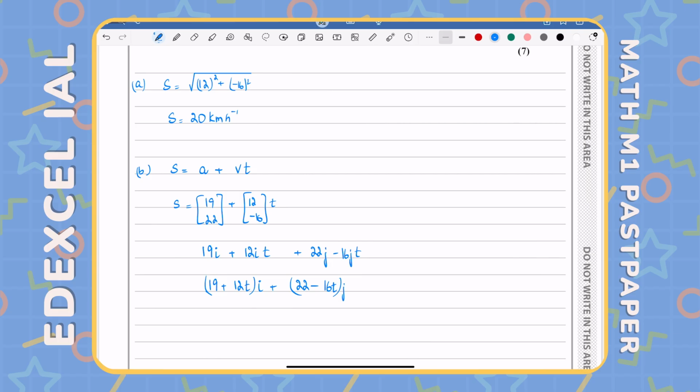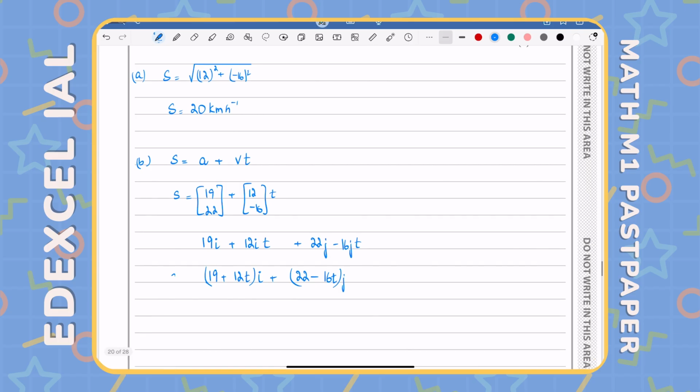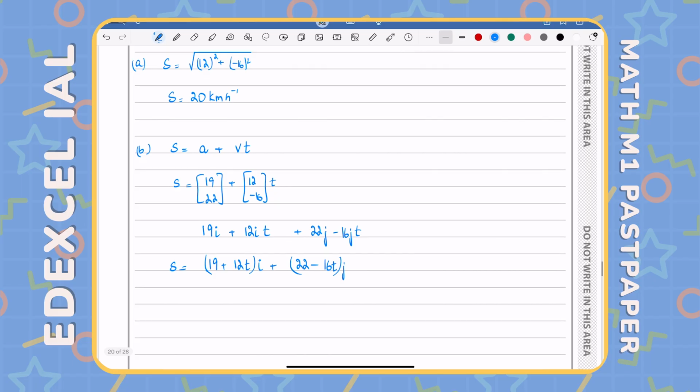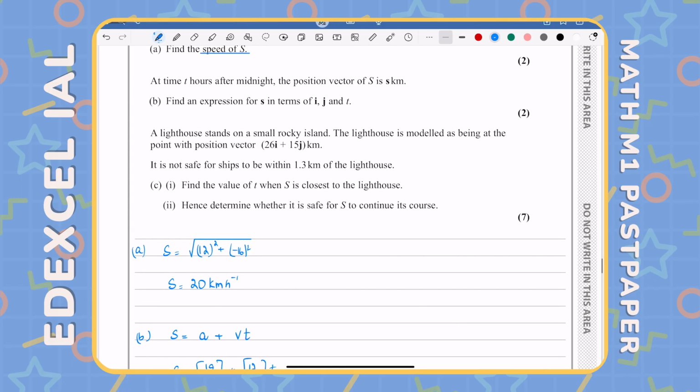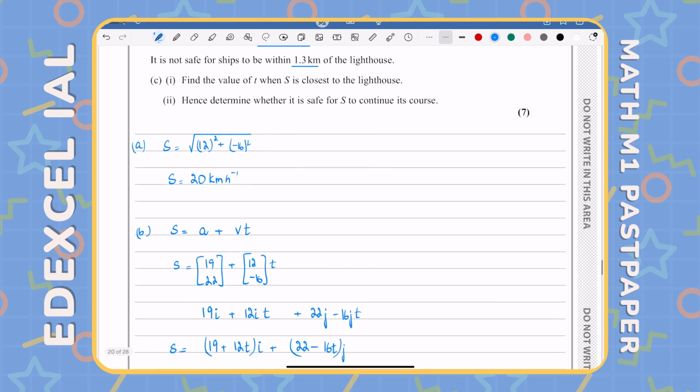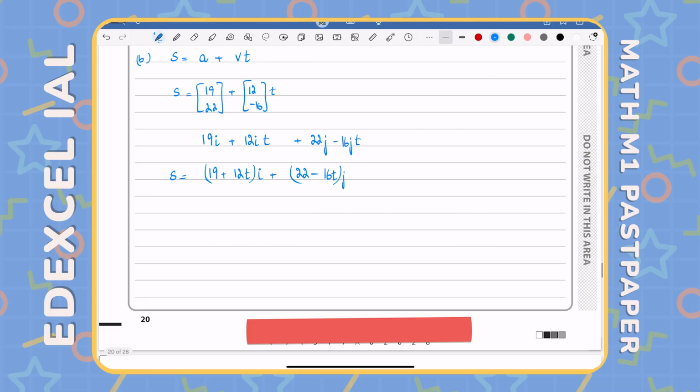Now let's have a look at part C. Part C says, and this by the way is S. Part C says a lighthouse stands on a small rocky island. The lighthouse is modeled as being the point with position vector so and so. It is not safe for ships to be within 1.3 kilometers of the lighthouse. Okay, see part 1. Find the value of t when S is closest to the lighthouse. Okay, so we're supposed to find out the value of t when S is the closest to the lighthouse. Okay, so that means the distance is as minimum as possible.